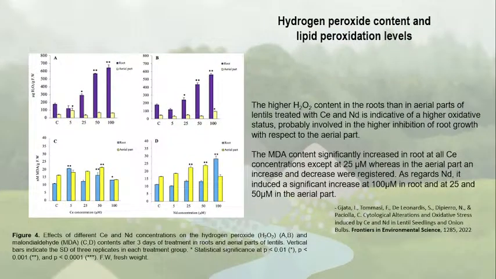About the hydrogen peroxide, which is a reactive oxygen species in this case, the high content of this element in the roots is also an indicator of higher oxidative stress, and may also be related to the inhibition in the root part of the plants. The malondialdehyde content, which also shows the oxidative stress in the membrane, was significantly increased in the root at all concentrations except for 25, and in the aerial part at 100, and in the root at the highest concentration.